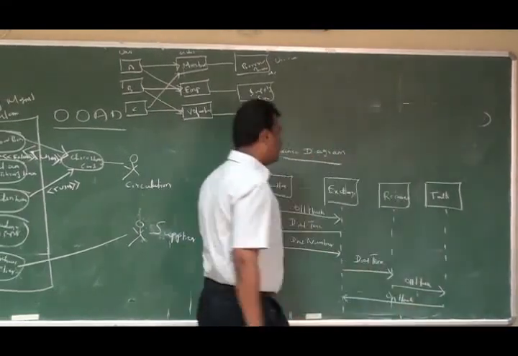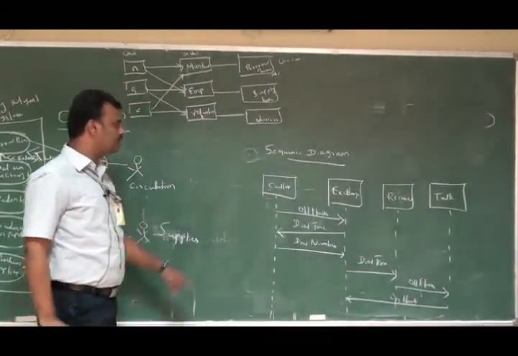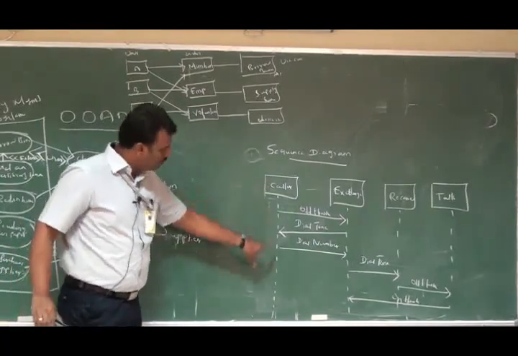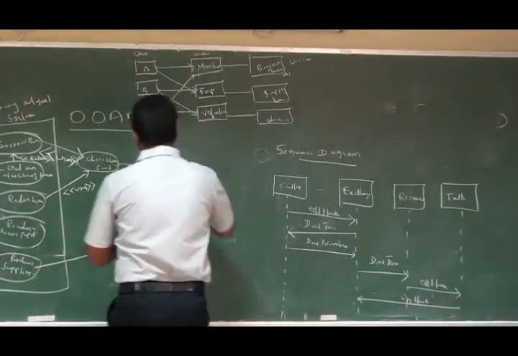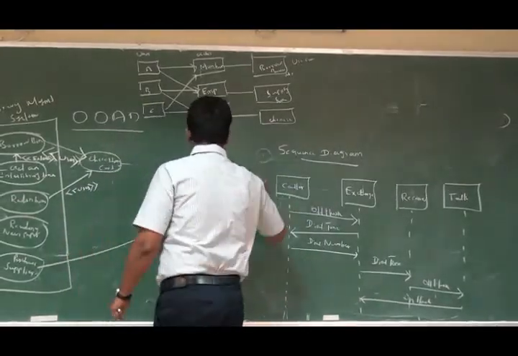What do you mean by sequence diagram? The sequence diagram is a sequence of activities that an object goes through during its life. The collaboration diagram shows what activities are going on between two objects.